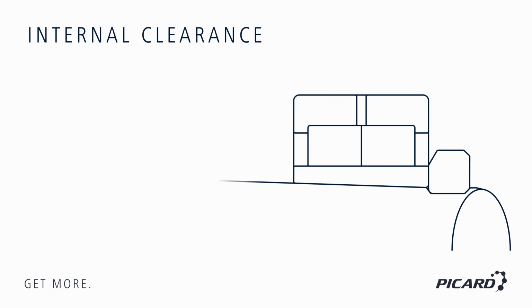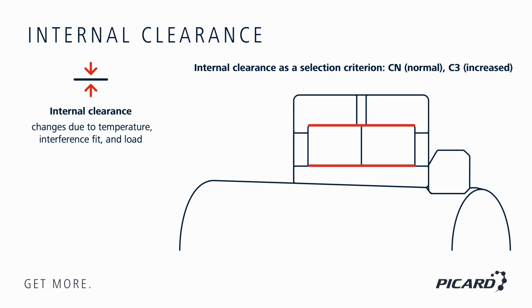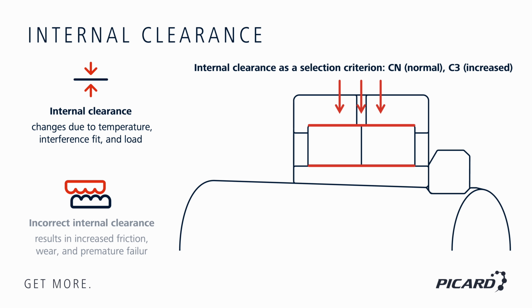An important selection criterion is the internal clearance, which describes the internal freedom of movement between the rollers and the raceways. Cylindrical roller bearings are often supplied with normal internal clearance CN or with increased internal clearance C3. CN is not marked on either the bearing or the packaging. C3, however, can always be clearly identified by its marking. During operation, the internal clearance changes due to temperature, interference fits, and load. If the clearance is selected incorrectly, this can lead to increased friction, higher wear, or even premature bearing failure. The correct selection of internal clearance is therefore essential for reliable operation.